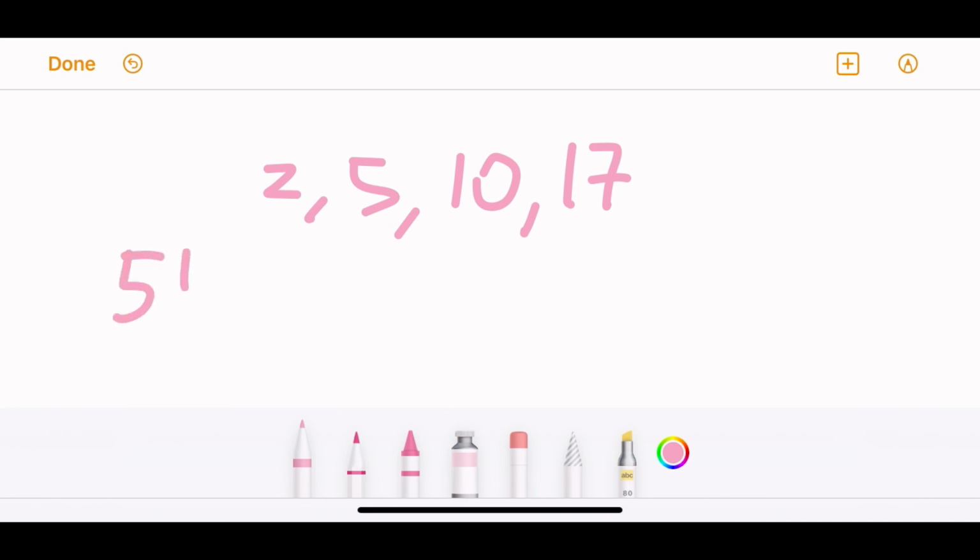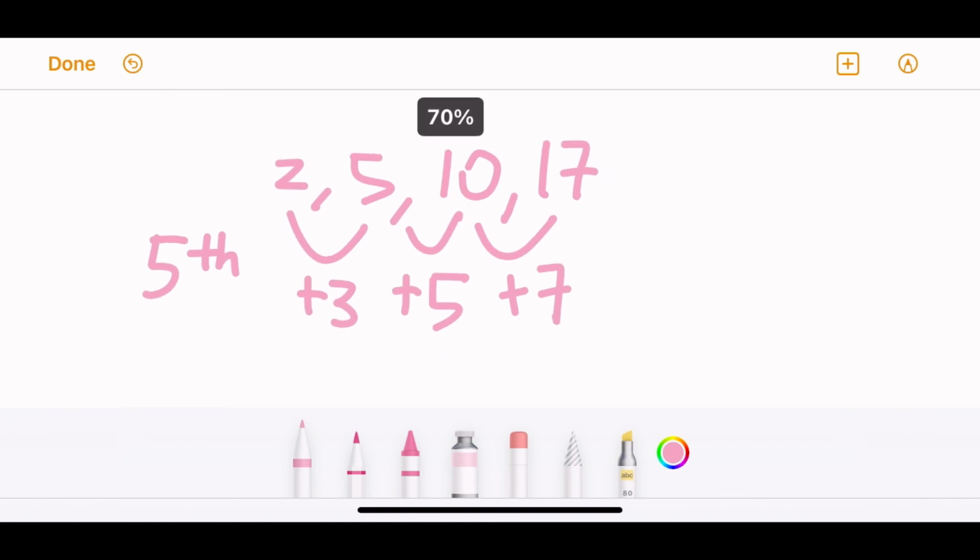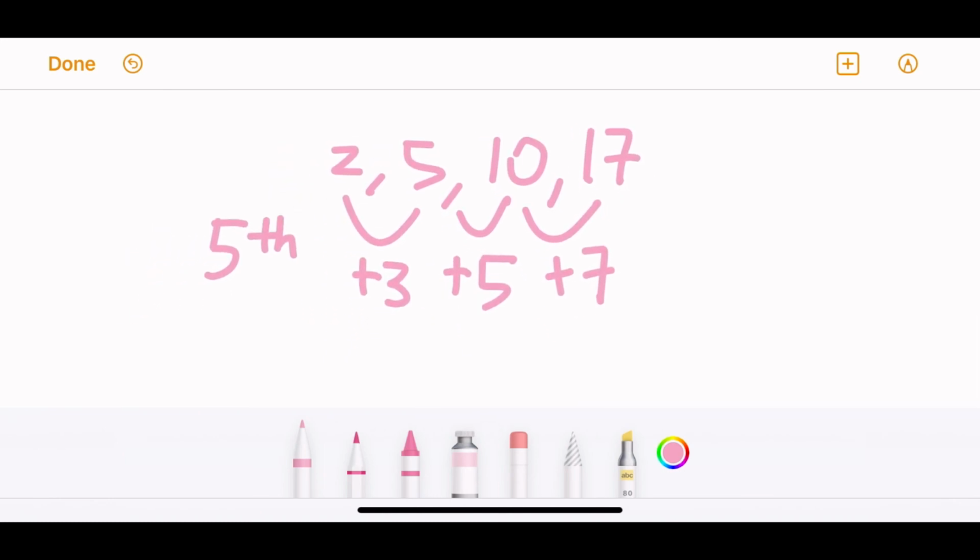So in order to do that, we can find the relationship between each term. 2 plus 3 equals 5, 5 plus 5 equals 10, and 10 plus 7 equals 17. Now we go and find the relationship between these three numbers. So from 3 to go to 5, we add 2. And from 5 to go to 7, we add 2 again. So now we've come up with the common difference, which is 2, right?